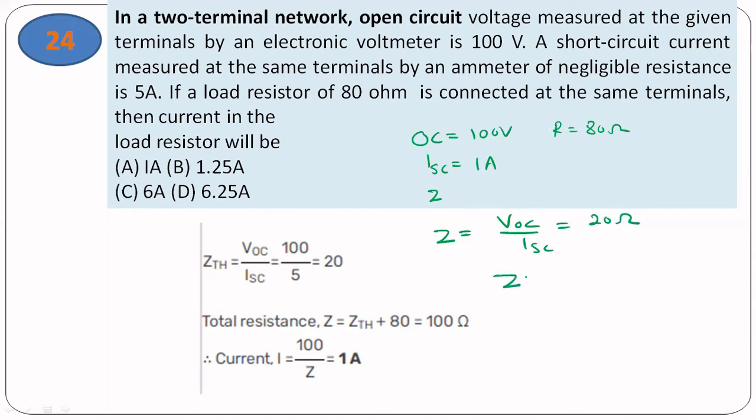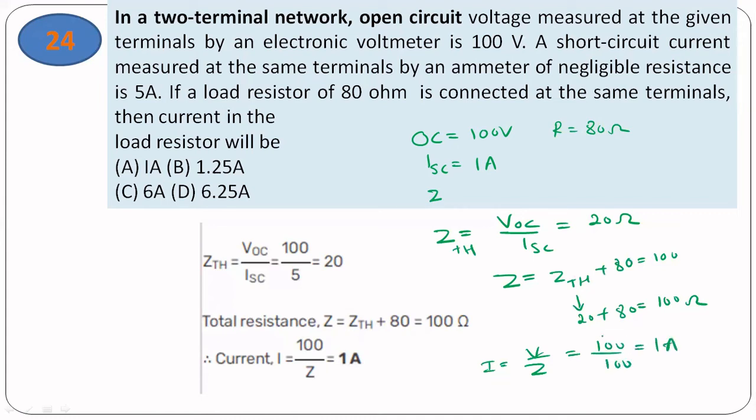Okay, the total resistance will be equal to Zth plus the load, and the voltage is 100. So we know that Zth is 20, plus the load of 80, is equal to 100. Then we can calculate current as V by Z, which is 100 by 100, that is 1 ampere.